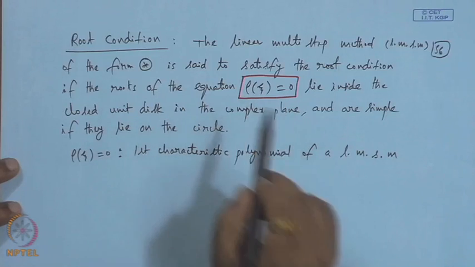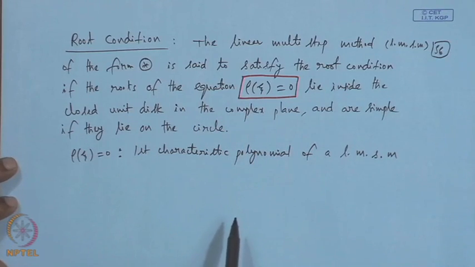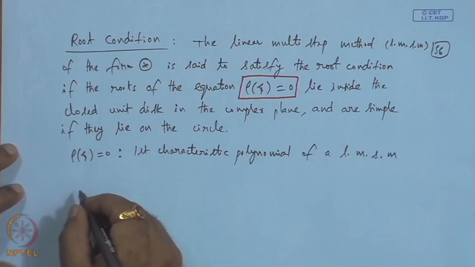So, these roots must lie inside the closed unit disk. That means the magnitude must be within the closed unit disk, and if the roots lie on the circle, then we say the roots are simple. This root condition has implications on the stability aspects of the linear multistep method. So, let us see some issues related to this.